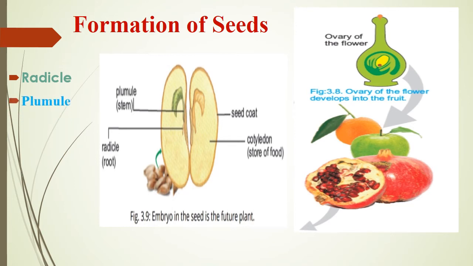The second one is plumule. This part of the embryo develops into the first shoot, which is also known as stem of the new plant. Cotyledons. This part of the embryo supplies food to the growing young plant. So this is about the formation of seeds.